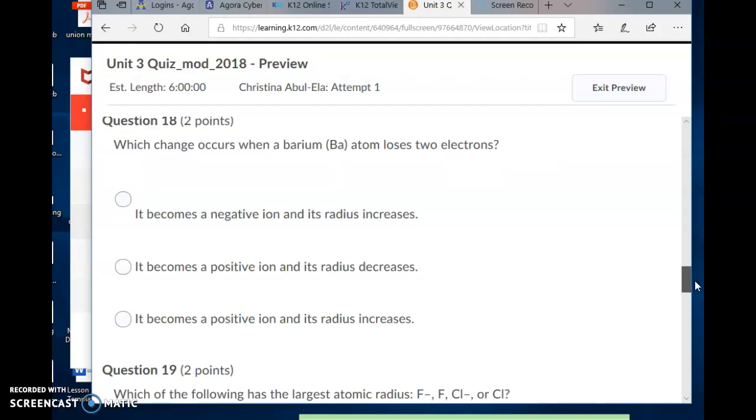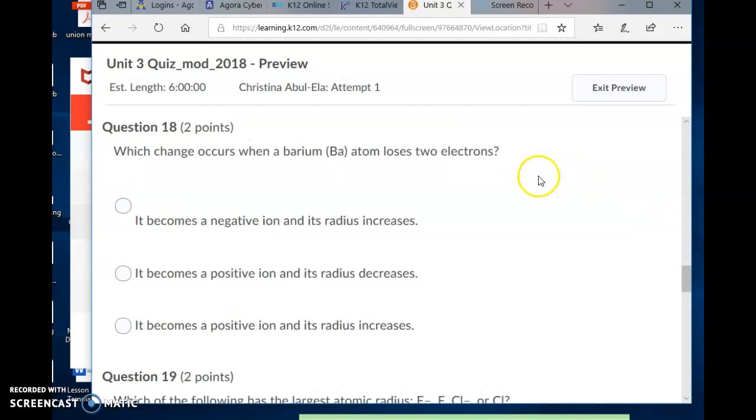Question 18. Which change occurs when a barium atom loses 2 electrons? Let me read that again. Which change occurs when a barium atom loses 2 electrons? It becomes a negative ion and its radius increases. It becomes a positive ion and its radius decreases. It becomes a positive ion and its radius increases.